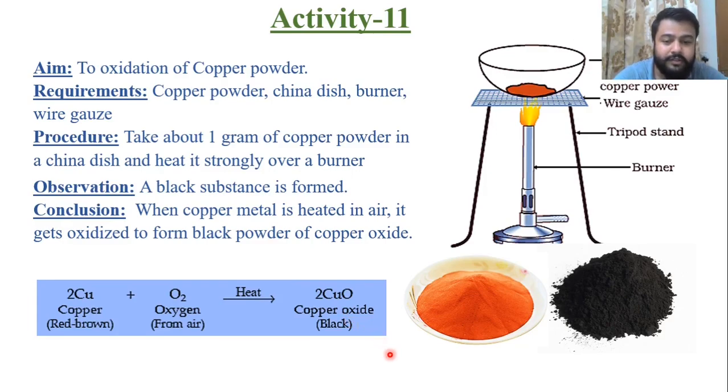So what type of questions can you get? You can get a question like: a red brown color substance reacts with oxygen and forms a black oxide. Name the substances and write the chemical equation. So the red brown color substance is copper, which reacts with oxygen and forms copper oxide. This is your whole chemical reaction.